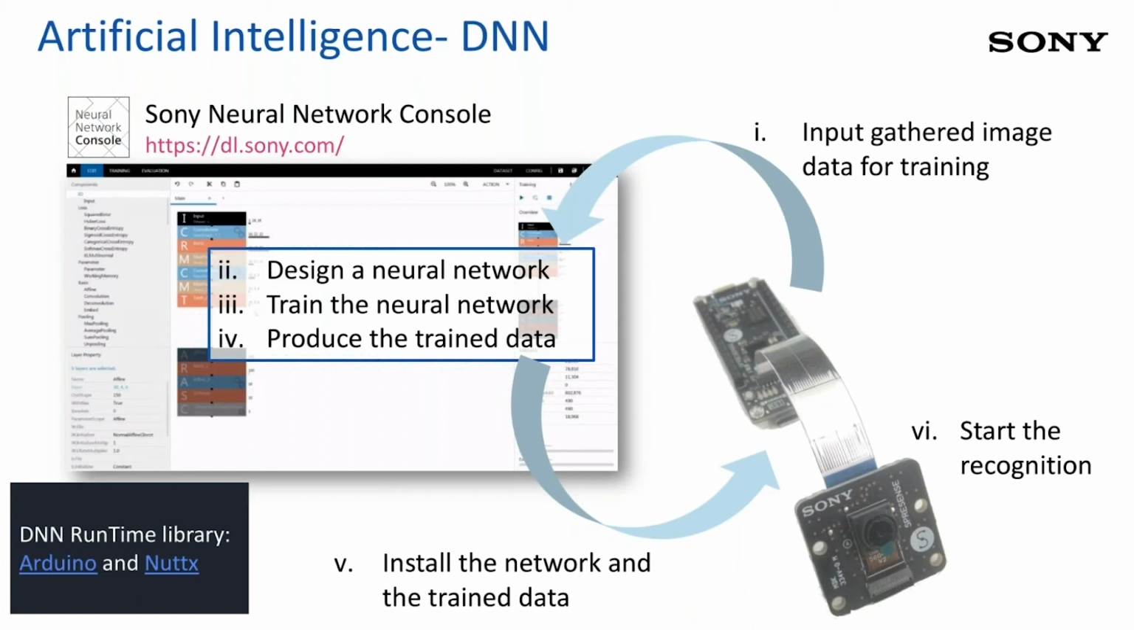Then you need to install the network and the trained data on Spresense. So the next step is you get that output, you put it on Spresense. And then when you want to do recognition, you use the camera from the Spresense and you do the recognition. If you look at the left corner, I have provided the DNN runtime library for both Arduino and Nuttx SDK. So if you want to go through step by step and learn and see what it is, please use this link. Also, in my next slide, I'm going to give you another exciting thing.